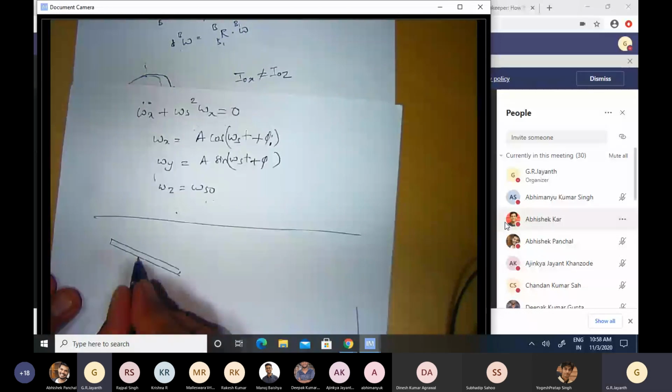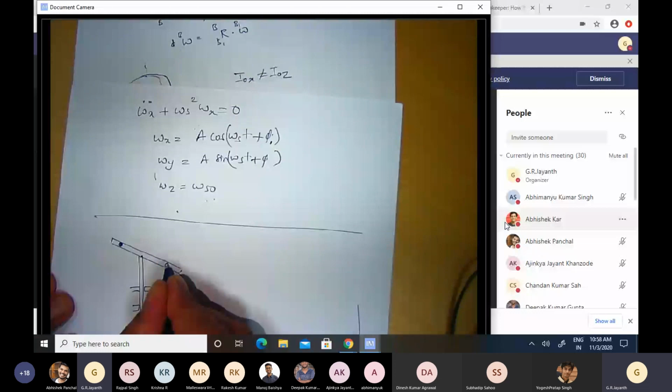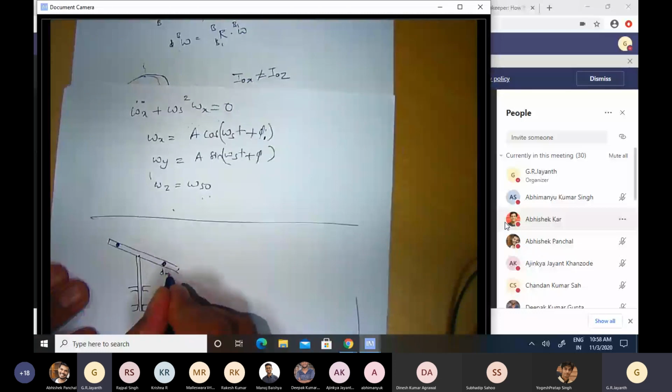Okay, in this case, we provided an alternate explanation to understand why there would be moments that the bearings need to apply, or why there would be reaction forces at the bearings. The way we did that was to consider two tiny masses dm at symmetric locations with respect to the shaft's axis.